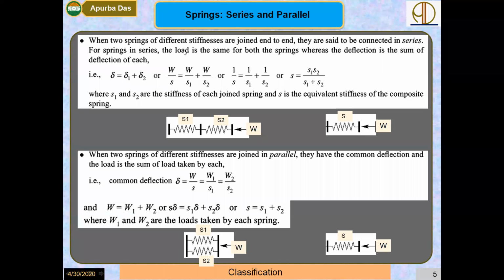And the equivalent stiffness for the spring when it is connected in series will be equal to the summation of the reciprocals. So 1 by S is equal to 1 by S1 plus 1 by S2. From this formula we can determine the equivalent stiffness for the spring when it is connected in series, and from this formula we can determine the equivalent stiffness of the spring when it is connected in parallel.